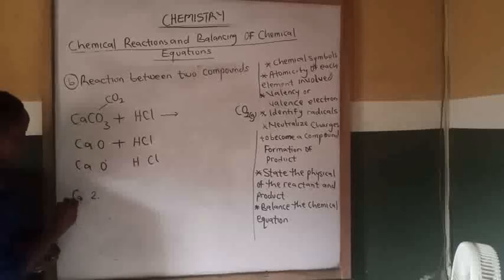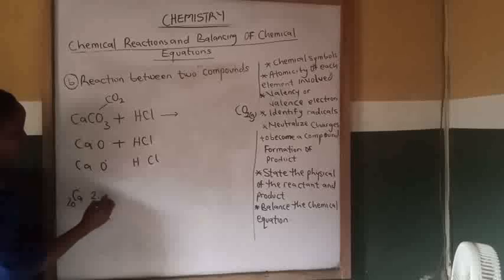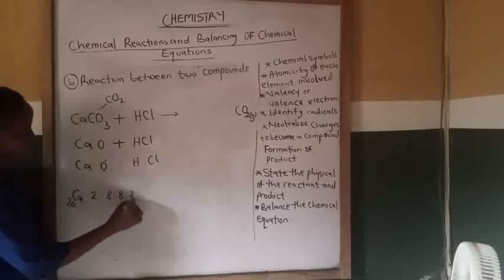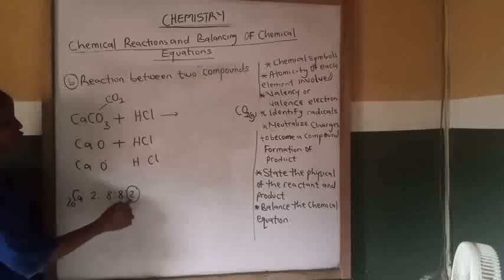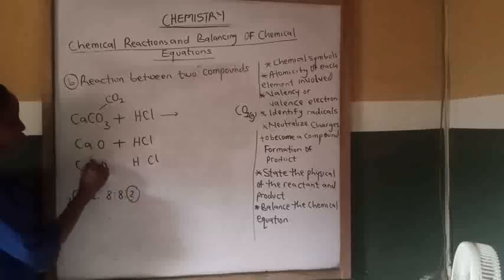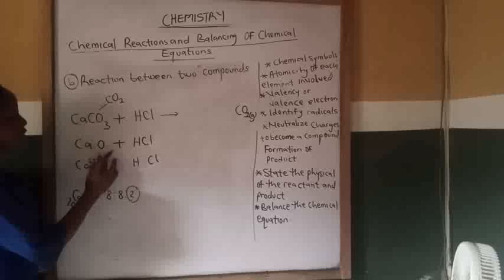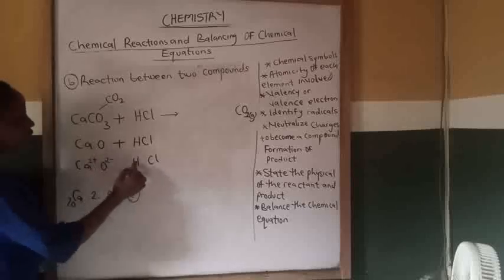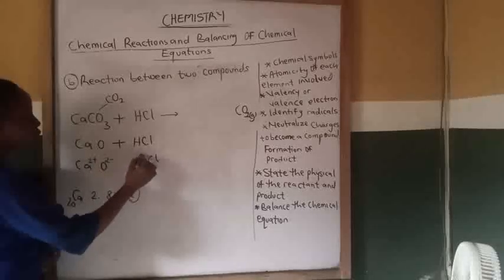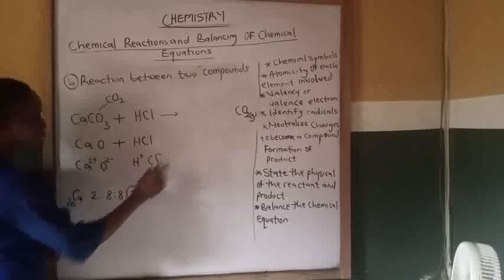Calcium is number 20. The first shell we carry 2, the second we carry 8, 8, 2. So the valence electron is 2, so that is 2 plus. The valence electron for oxygen is 2 minus. That of hydrogen is plus. Then that of chlorine is minus.